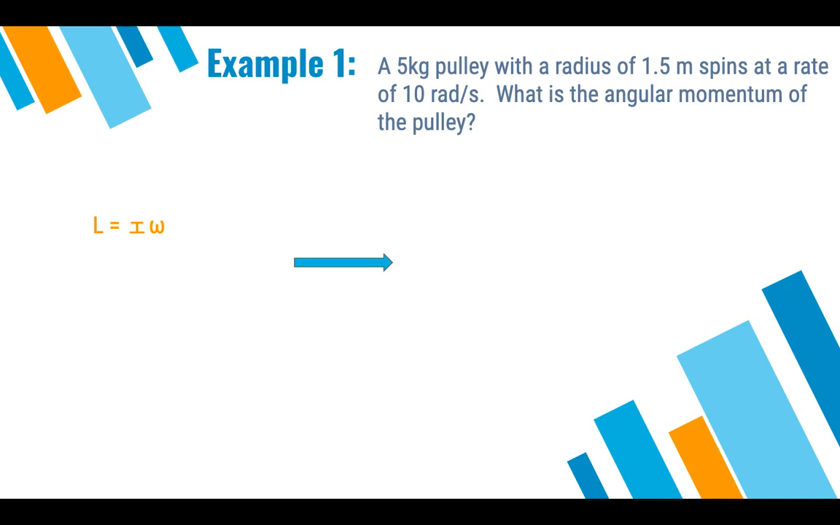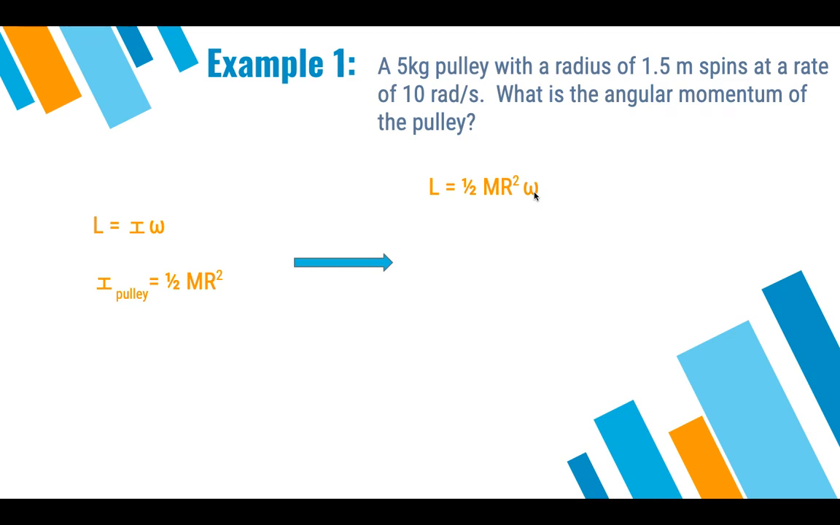So if we're looking at a pulley, what shape would we model a pulley as? Hopefully you answered a disc. I of a disc, we know, is 1/2 mr squared. So we would plug that expression in for I, and we get that L is 1/2 mr squared times omega.